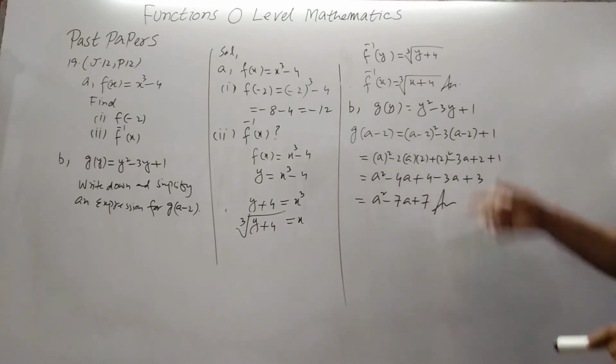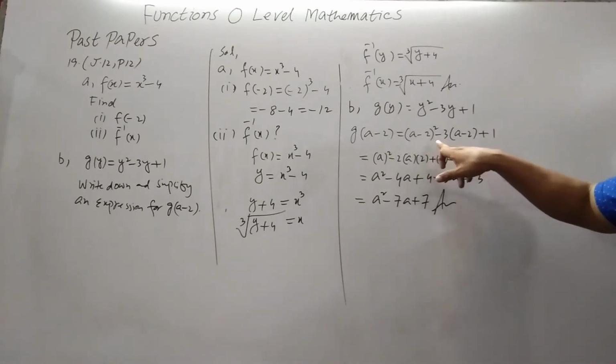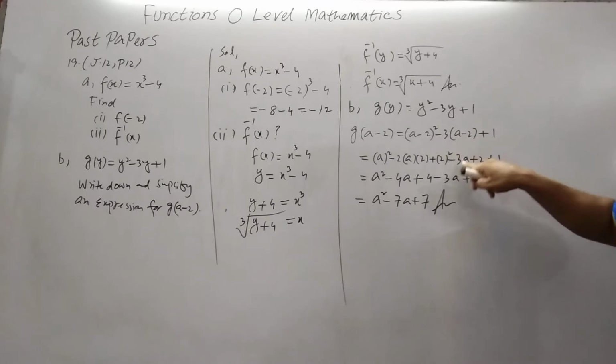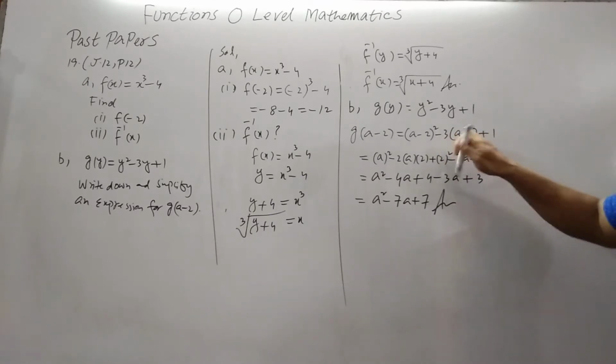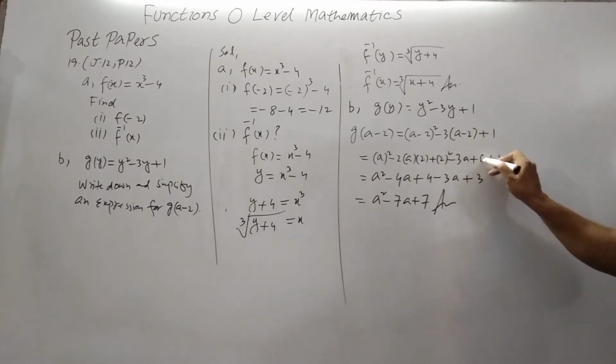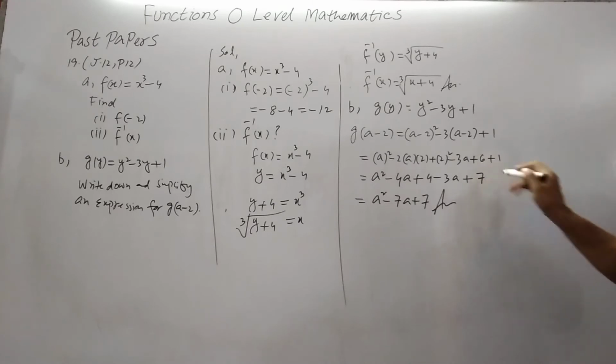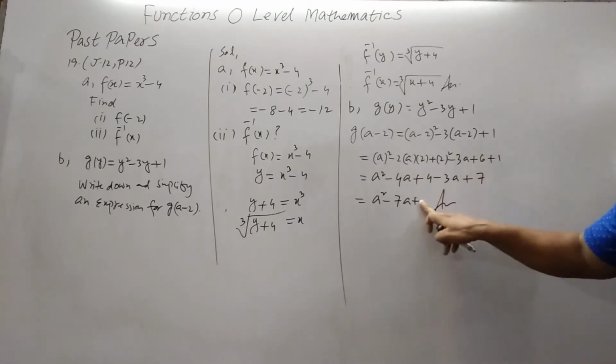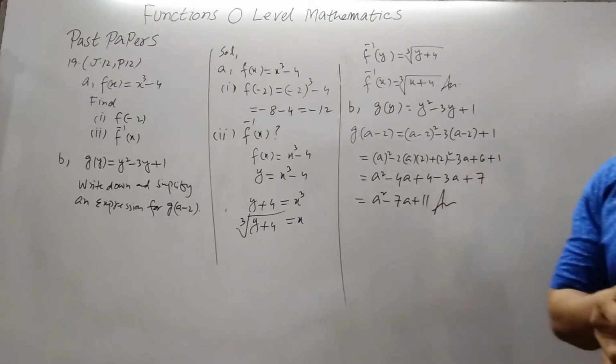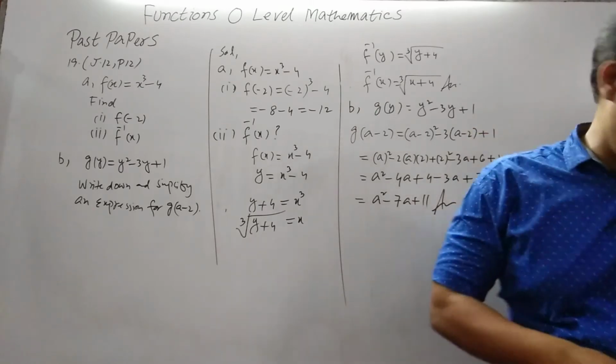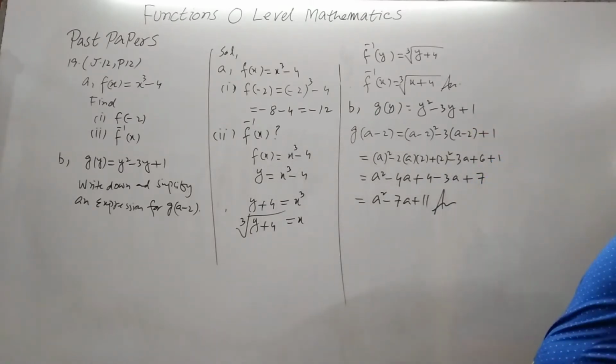Wait, is there any mistake? Oh, sorry. 3 into a, 3a, minus minus plus 3 into 2 is 6. I am sorry, 6 plus 1 is 7. 7 plus 4 is 11. Sometimes I forget to multiply a number, but kindly you don't do this.